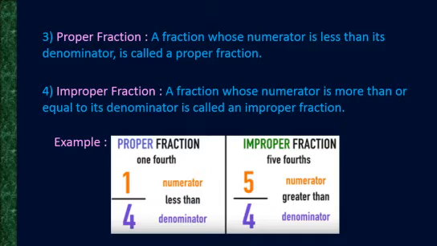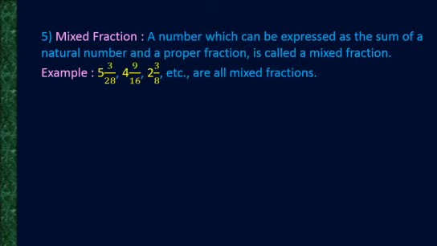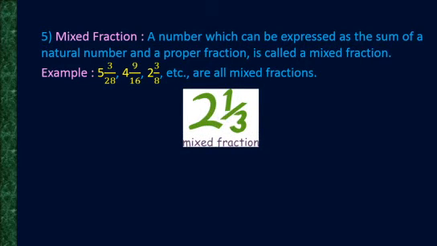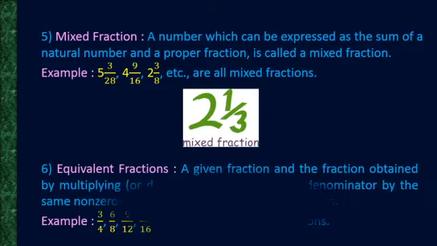Example, 1 by 4. In this case, the numerator is less than the denominator, so it is a proper fraction. 5 by 4. In this, the numerator is greater than the denominator, so it comes under improper fraction. Mixed fraction. A number which can be expressed as the sum of a natural number and a proper fraction is called a mixed fraction. Example, 2 1 by 3. In this, 2 is a natural number and 1 by 3 is a proper fraction.